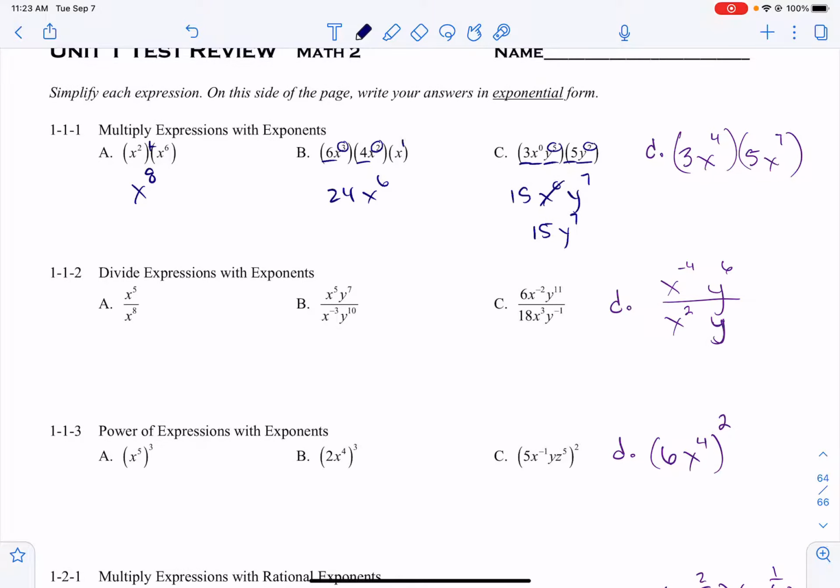Problem number 2, part A. Remember, we are trying to cancel things out. So on top, I have 5 x's. On the bottom, I have 8. So when I cancel them out, I'm left over with 3 on the bottom.